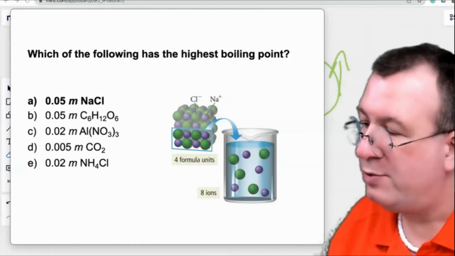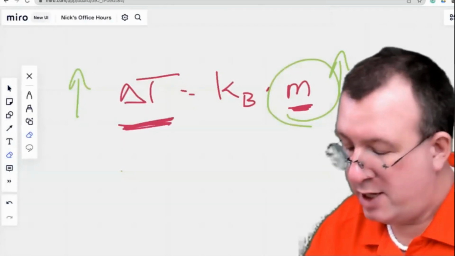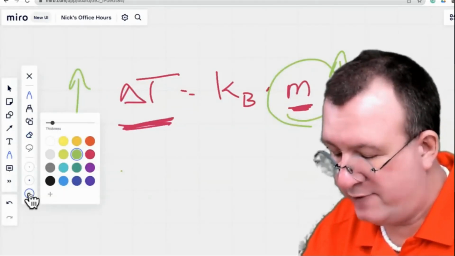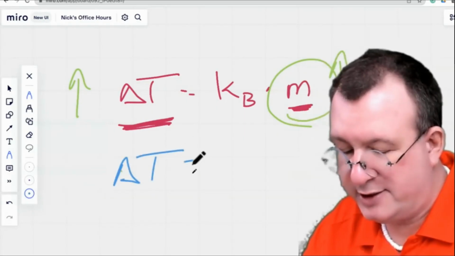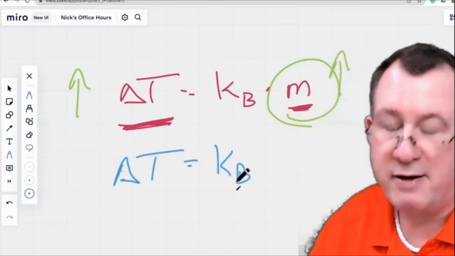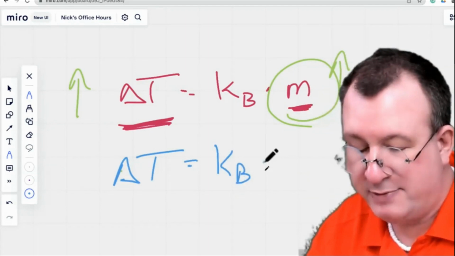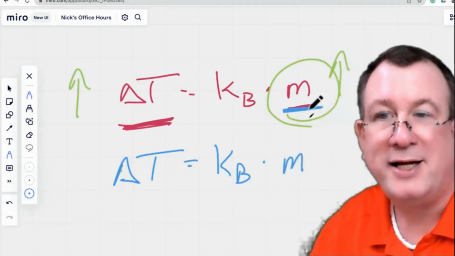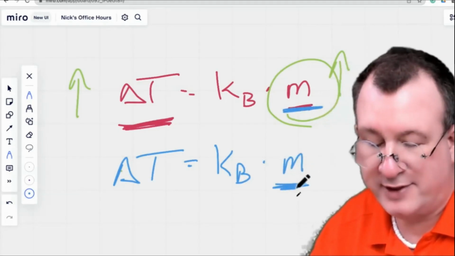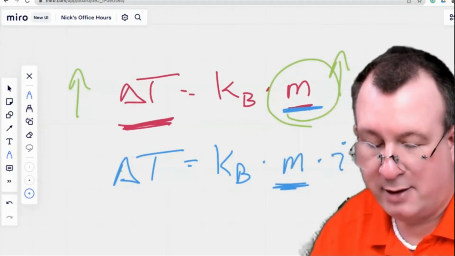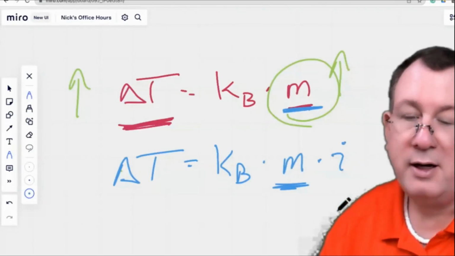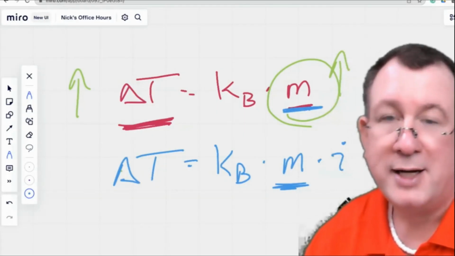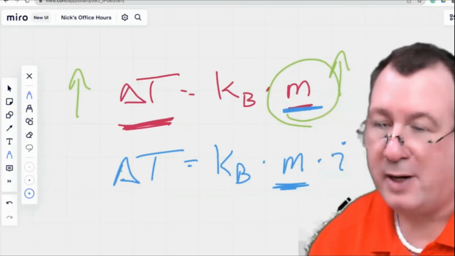Now, when you're working with the ionic materials, you can write this equation differently. And in fact, I suggest you do. Instead of writing it this way, you can say delta T is equal to, for example, KB or KF or whatever you're using, times the molality. But if you don't want to remember that this is the molality of the particles, you can say the molality of the substance times i, where i is the Van't Hoff factor. i is 2 for sodium chloride. i is 4 for aluminum chloride. i is 1 for sugar. It's the number of particles that break apart.